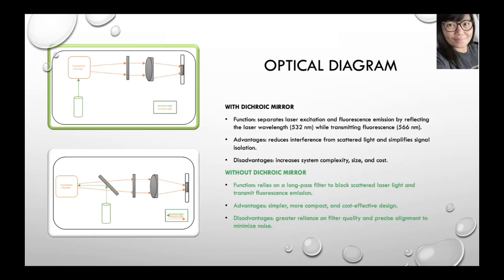It's almost $400. So we wound up using a design without the dichroic mirror, but it's still the same function, relying on the long pass filter to block the scattered light and transmit fluorescence emission. The advantage is it's a simple, more compact, and cost-effective design. The disadvantage is a greater reliance on the filter quality and precise alignment to minimize the noise.